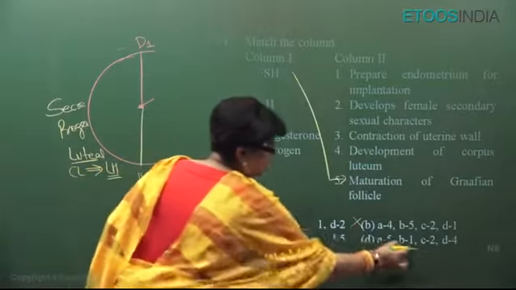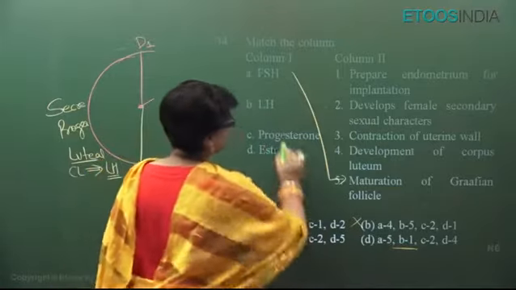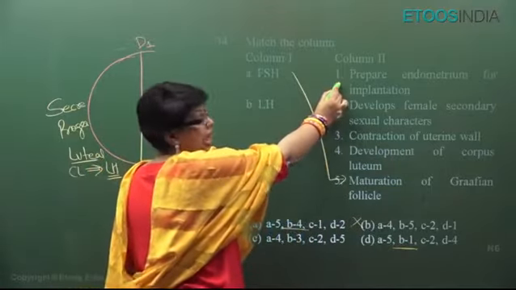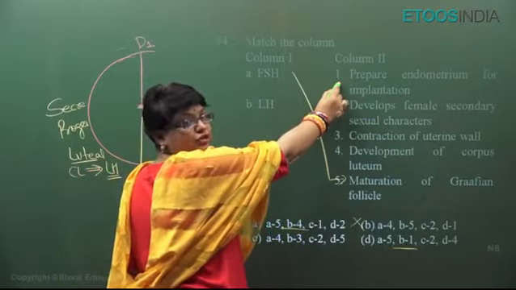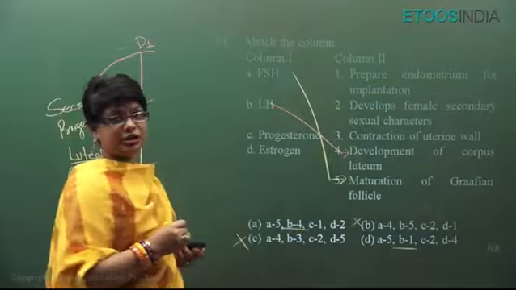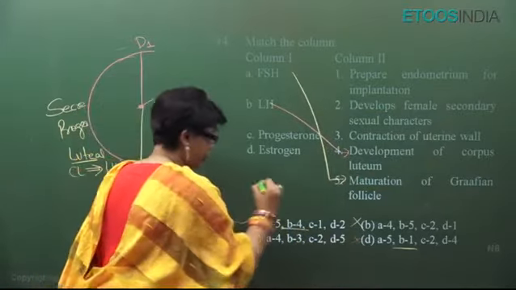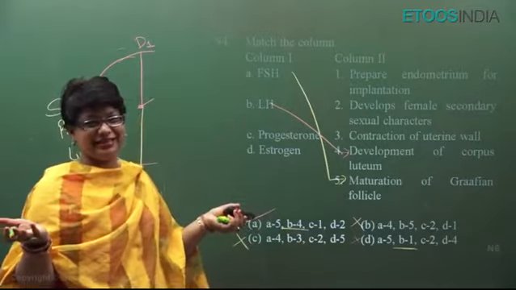Now we will check B. LH. It could be 4 or 1. It is not 1. Endometrium is prepared by estrogen progesterone. It is responsible for development and maintenance of corpus luteum. So B is 4. Your answer is solved without even looking at C and D.